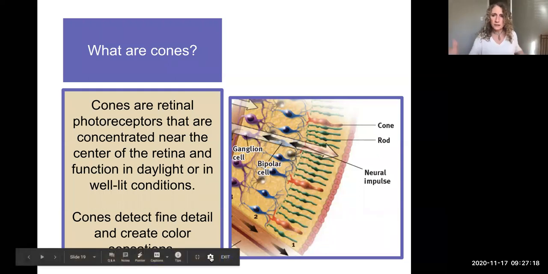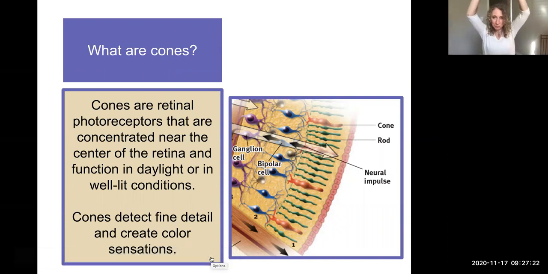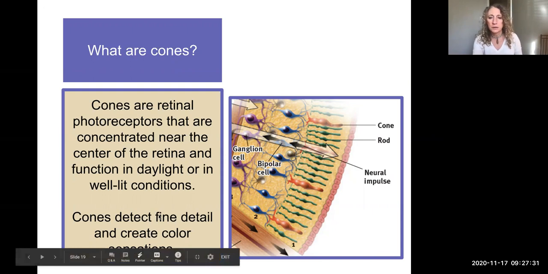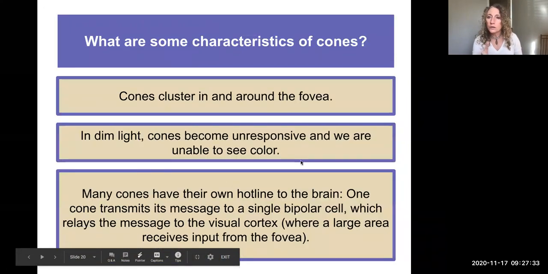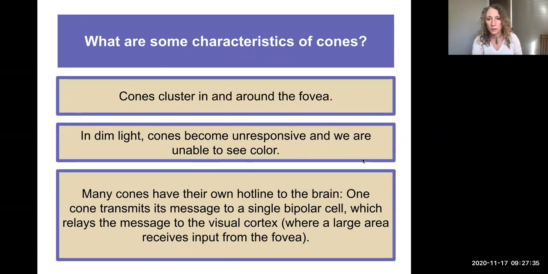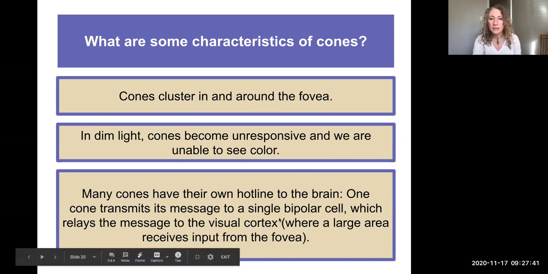So remember, I like to think also of a cone on my head. I just think of a big orange cone, like a traffic cone, and it just helps me remember that cones are for color vision and well-lit daylight conditions. All right. And they're clustered in the fovea. We'll talk a little bit more about that in a second. They're not responsive in dim lit environments. And they do have a hotline to the brain.